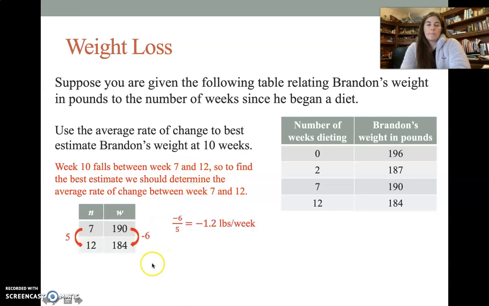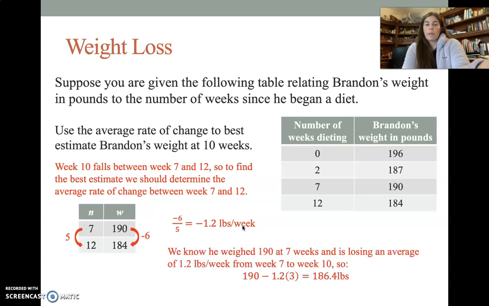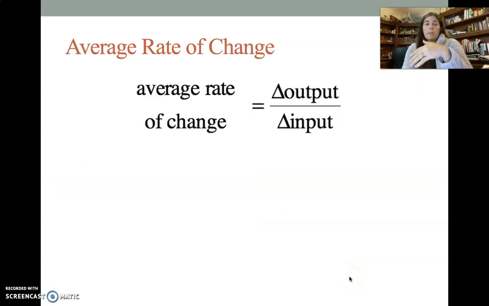So that's my first step. When I do that, I get -1.2 pounds per week. So if he'd been losing weight at a constant rate between weeks 7 and 12, he would have lost 1.2 pounds per week. But we know at week 7 he weighed 190 pounds. If he's losing 1.2 pounds per week, we would take the 190, we would subtract off the 1.2 pounds per week times 3 weeks, and we would get 186.4 pounds. Right, so now we're using that average rate of change to find this estimate.